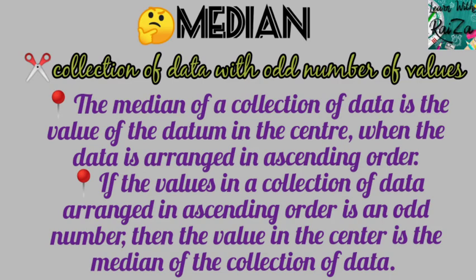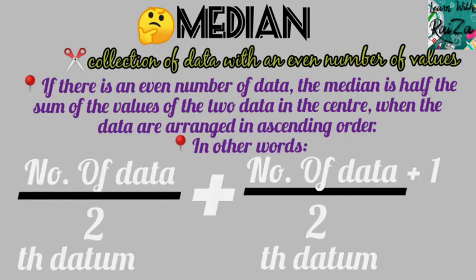In other words, children, just imagine a collection of data is given to you. That collection has an odd number of data. These data are arranged in ascending order. Then the median is the datum at the center. But this case differs when we go to an even number. So, a collection of data with an even number of values. Let's see what that is.